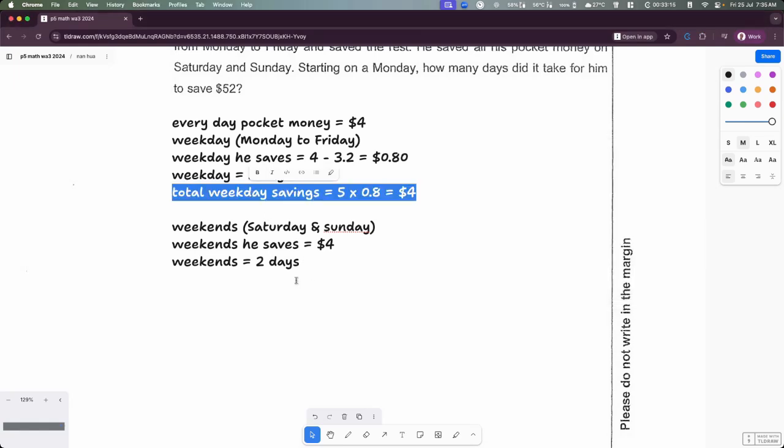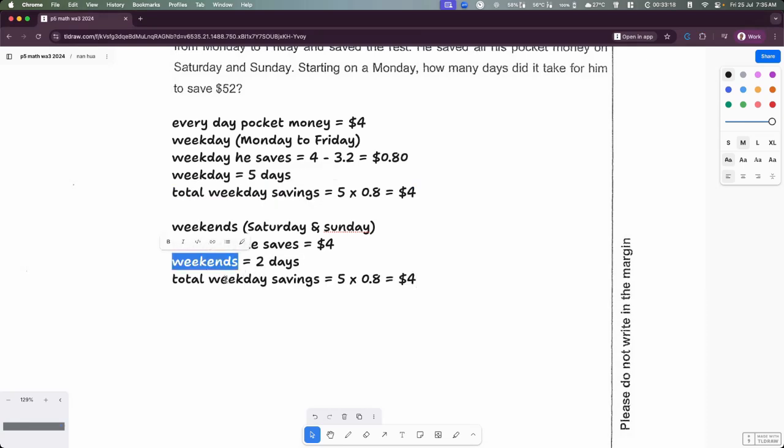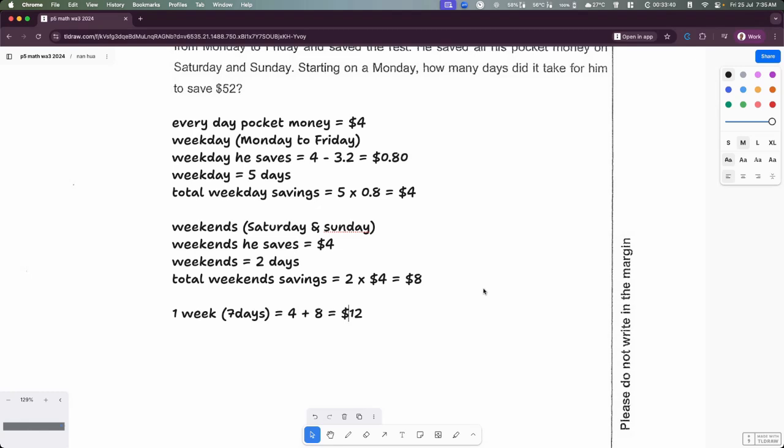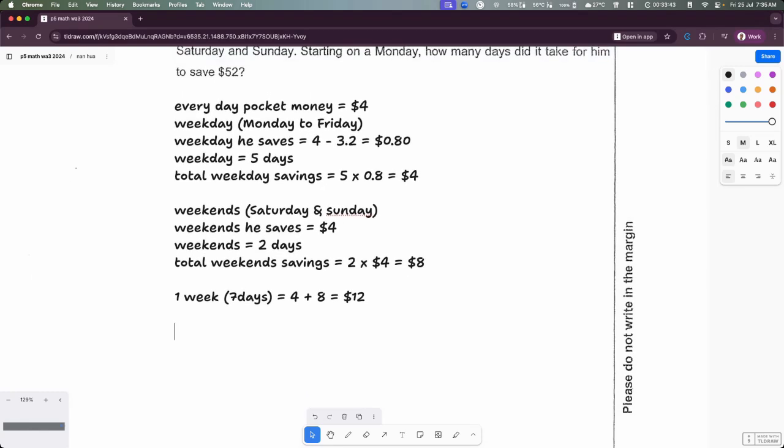And then for weekends, the total weekend savings is basically 2 days times $4. This gives us $8. So 1 week, which is 7 days, is equal to 4 plus 8, equal to $12. This is basically 1 week. So the number of weeks saved, we have 52, then we divide it by 12 in this case.